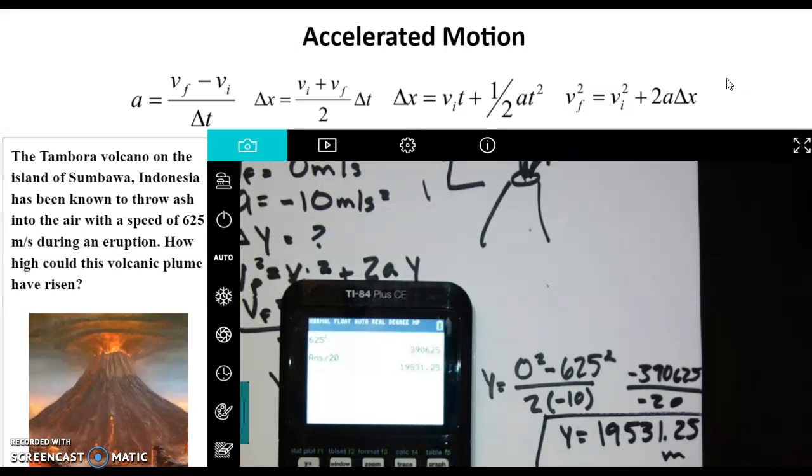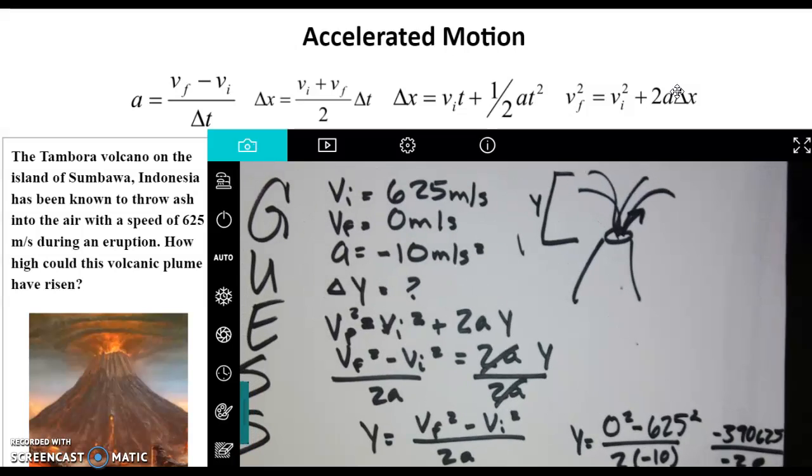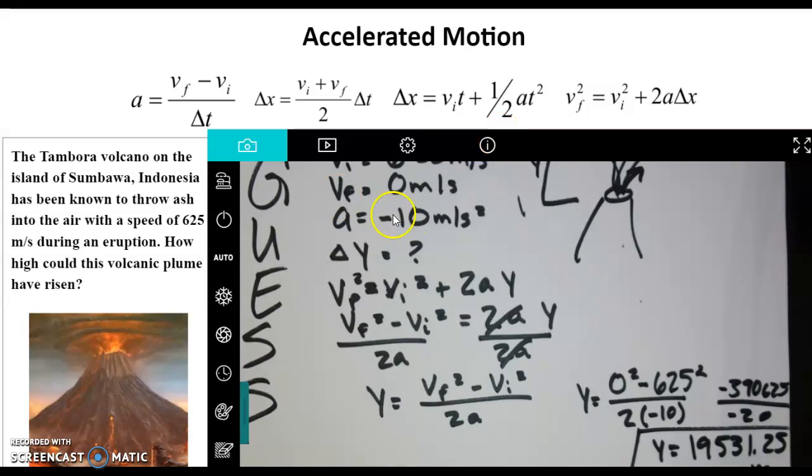All right. So next up, you're going to answer a couple questions on this Edpuzzle. Please feel free to go back and review any of these equations, and of course, ask questions if you have them. Thank you.